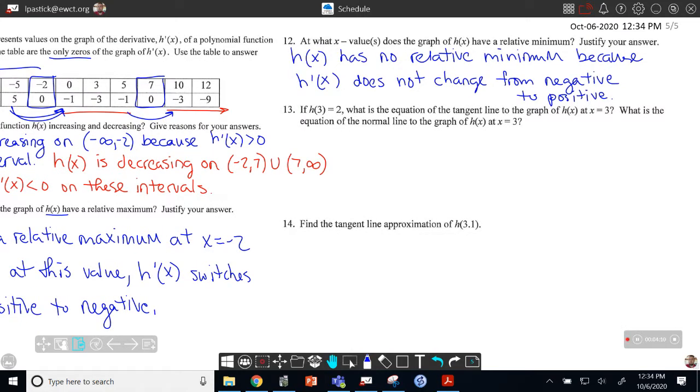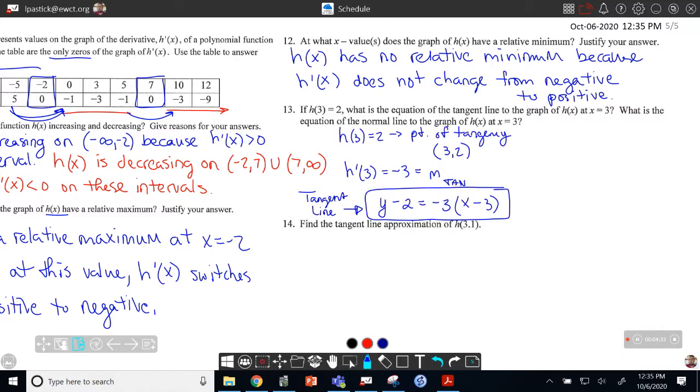It says, if h of 3 equals 2, what is the equation of the tangent line to the graph of h of x at x equals 3? Then it says, what is the equation of the normal line to the graph of h of x at x equals 3? So in order to find the tangent line, we'll start there. We're going to need the point of tangency and the value of the derivative at that point. So let's find that, and then I'm going to write my equation, and we'll come back together.